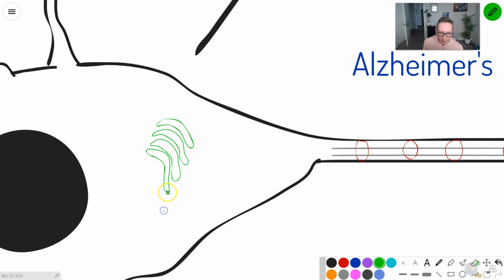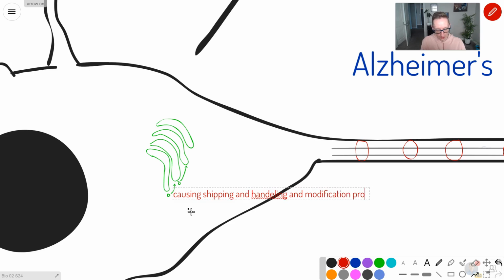Okay, this, if you remember, is our Golgi. Little vesicles bud off, like so, and they transport proteins or lipids up these stacks, and they help fold them up and modify them, add sugars to them, do whatever they need to do. All right, well, let's say we start causing shipping and handling and modification problems in the Golgi.